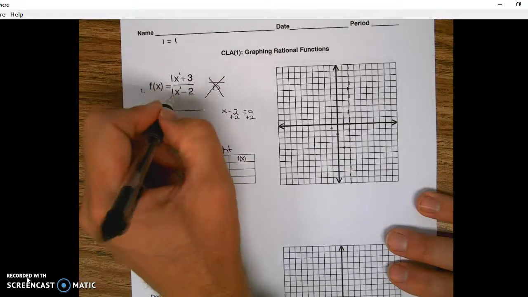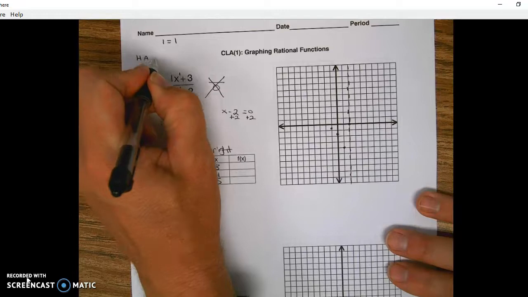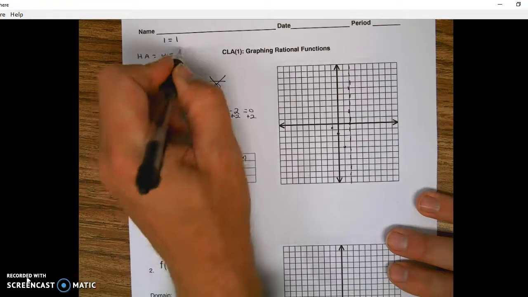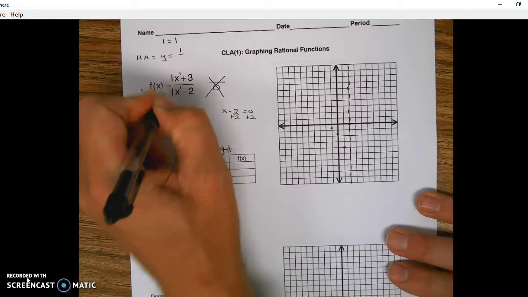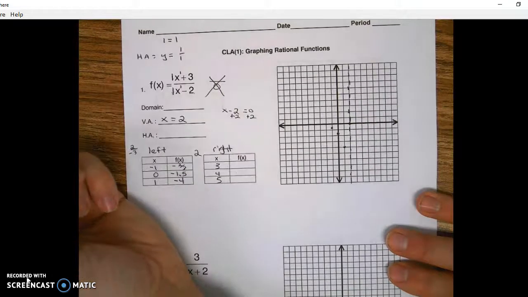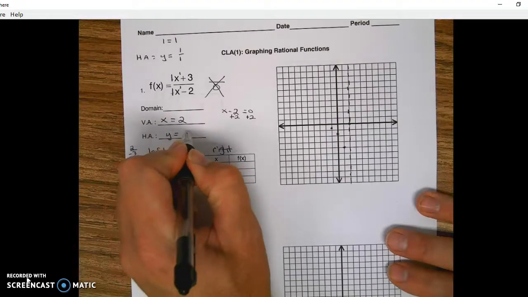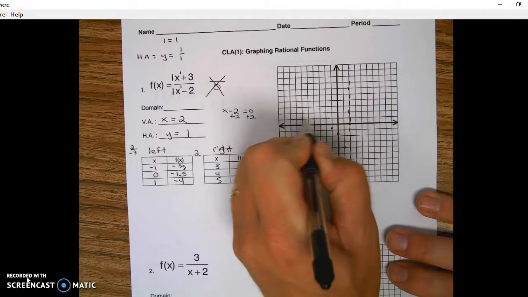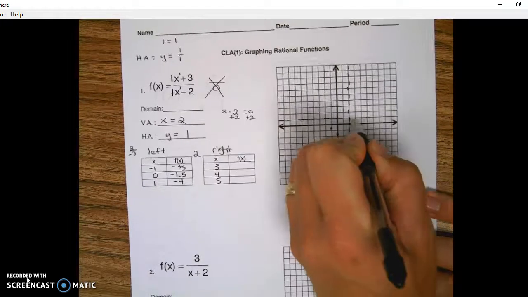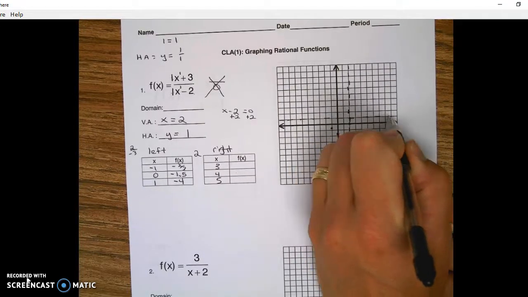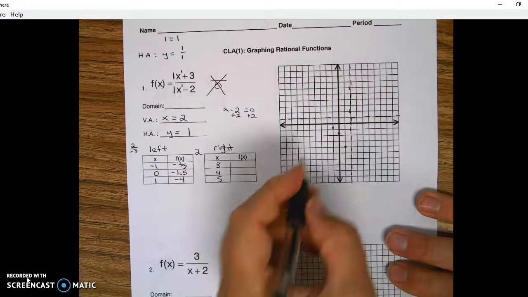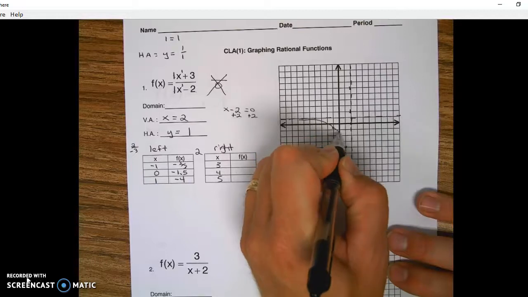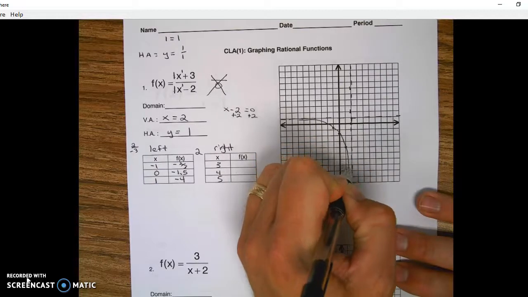So to get the horizontal asymptote, it'd be y equals 1 over 1. So y equals 1. So we're going to draw our horizontal asymptote here. And we can now draw in our graph along the asymptote, through the points, along the other asymptote.